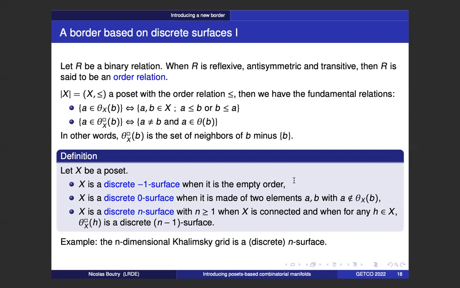X is a -1 surface if it is empty. A zero surface if it is the set of 2 points which are non-neighbors. And like I told you before, an n surface with n greater than or equal to 1 when it is connected, and when for any element, the neighborhood is an n-1 surface. For example, for discrete surfaces, because I think they are not very well known in your community, the Khalimsky grid in nD is an n surface.